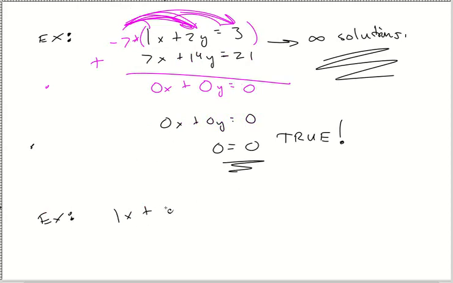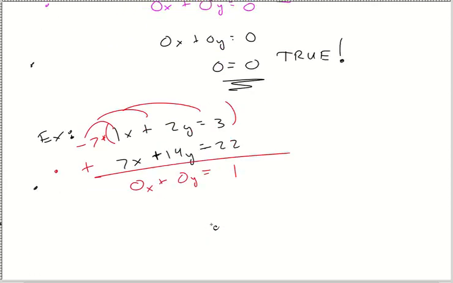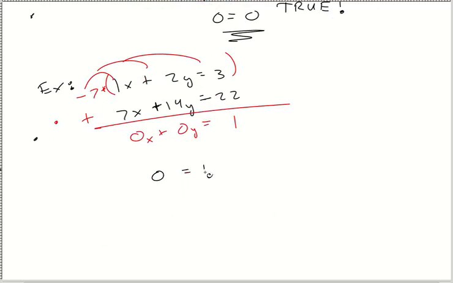Here's another example. 1x plus 2y is equal to 3. 7x plus 14y is equal to 22. Notice it's just a tiny bit different. Same as last time. Red, magenta, either way here. Distribute. Big old plus sign. I got a 0. Of course, that's the reason I was doing that. I got a 0 here. So 0x plus 0y is equal to, and what we got here is a -21 plus 22, which is a 1. Sorry for it being sideways. And so I got 0 is equal to 1.